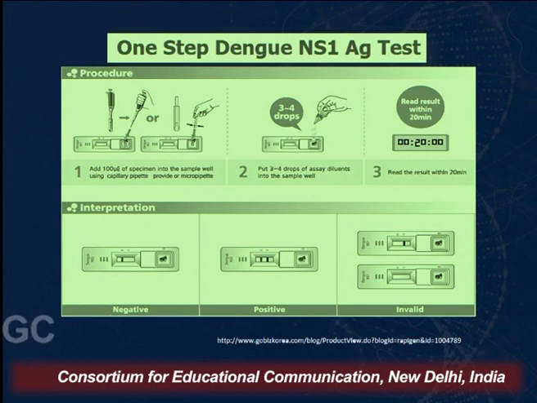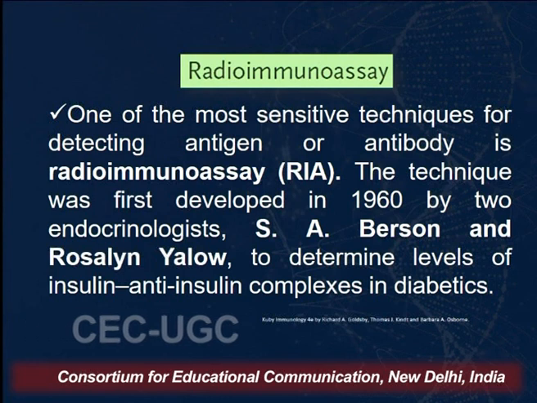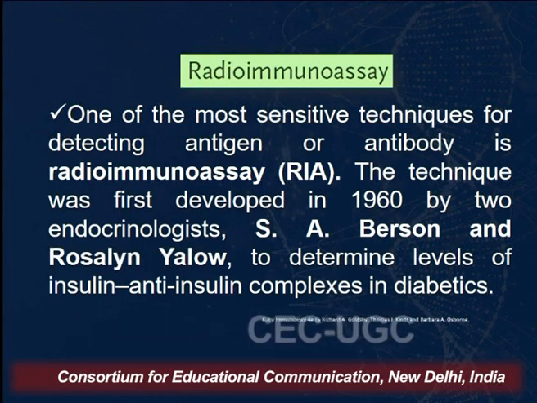So if there is NS1 antigen present in the sample, what will happen? The antigen-antibody interaction will take place, and there will be a line which gives a positive test. So it can be easily made out whether the person is suffering from dengue infection or not. So this particular antigen-antibody interaction was utilized to develop these medical diagnostic kits also. Now the next important method which came into the picture was the radioimmunodiffusion assays.